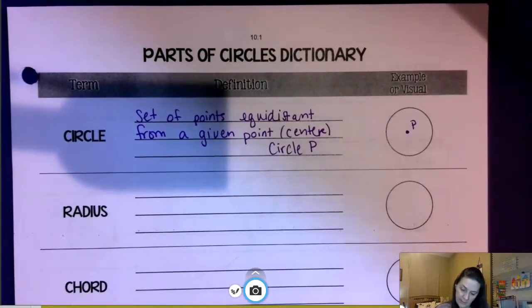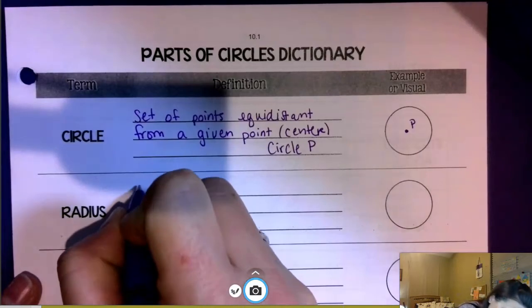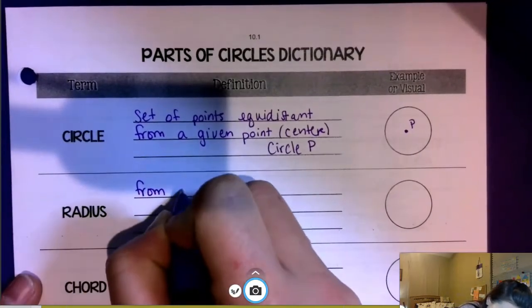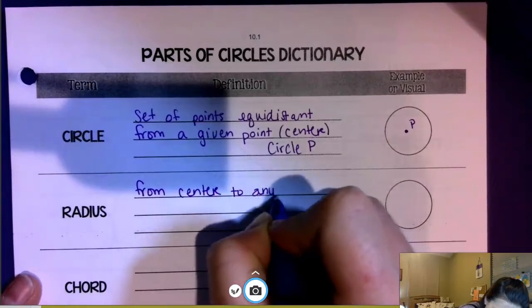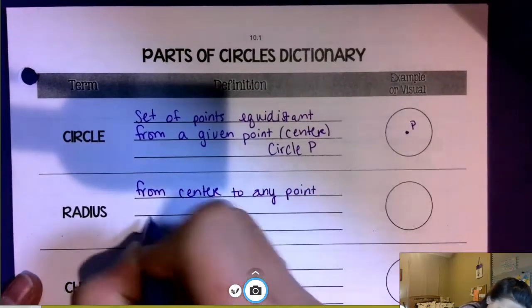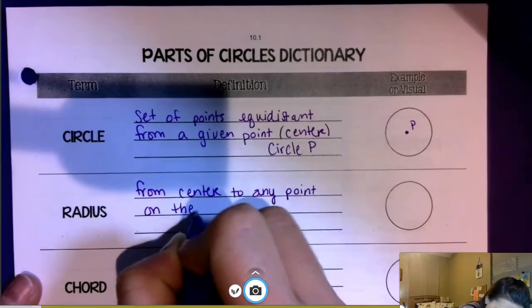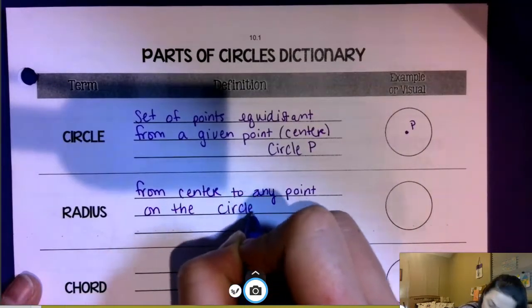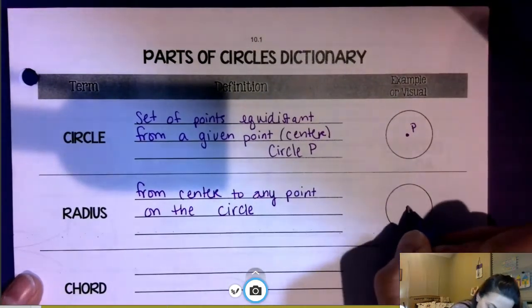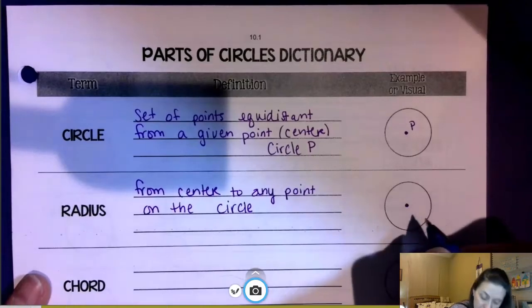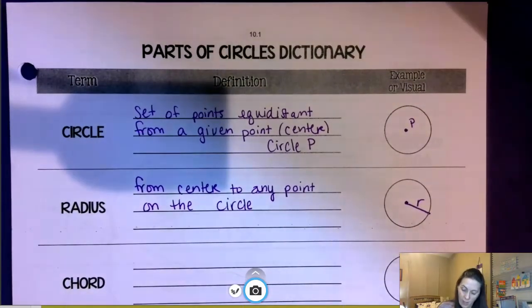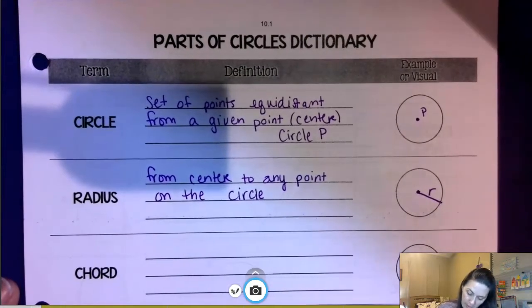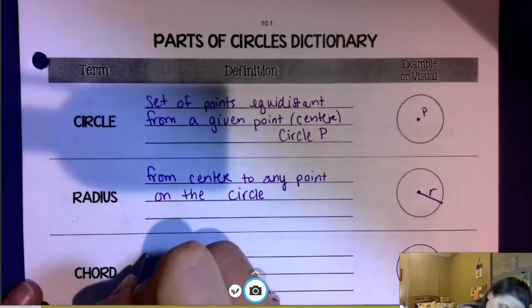A radius is from the center to any point on the circle. So a radius would be like from here, drawing that to any point on the circle, and that's my radius. A chord is a segment with endpoints on the circle.